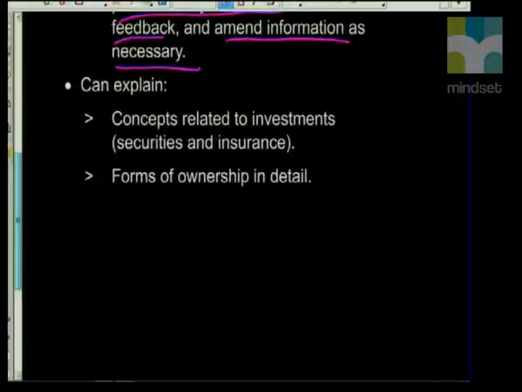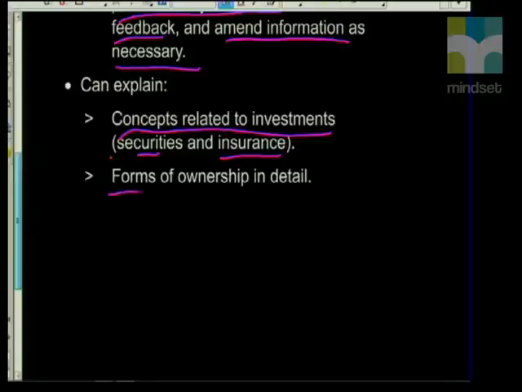And the next part, with explaining, you need to be able to explain concepts related to investments. Now these investments could be securities or insurance, and this section involves a bit of maths, so it's important that for your exam, A, you have your calculator, and B, you know how to do the different types of calculations. And the last thing for this section is that you need to be able to explain the different forms of ownership in detail. So that's what we'll be looking at today. Let's have a look at the first question.